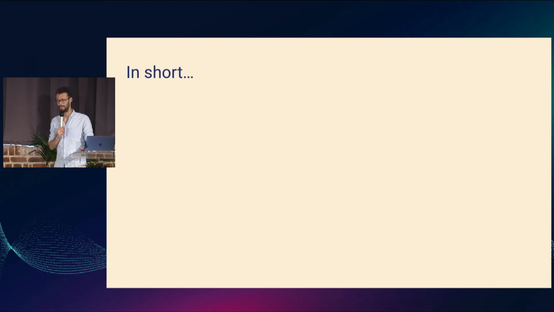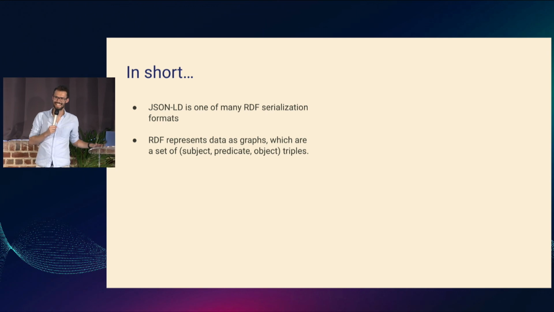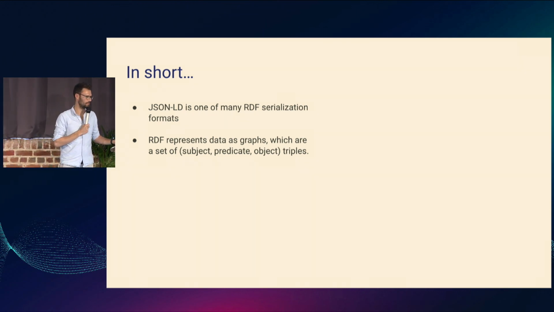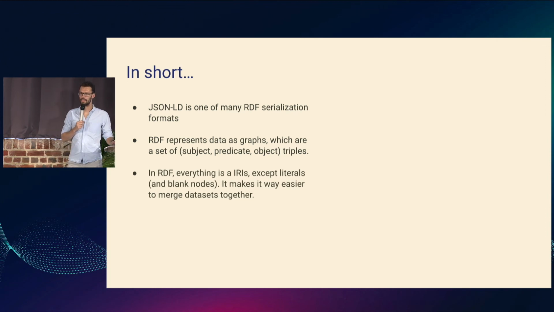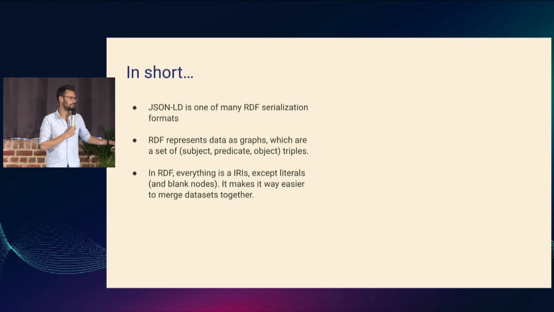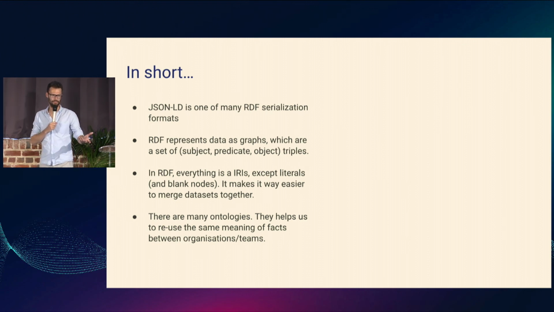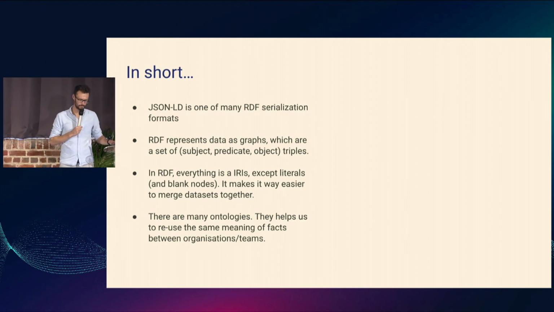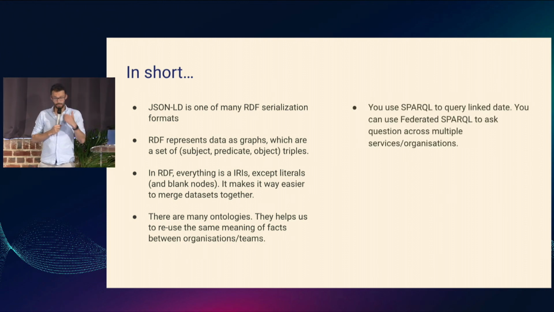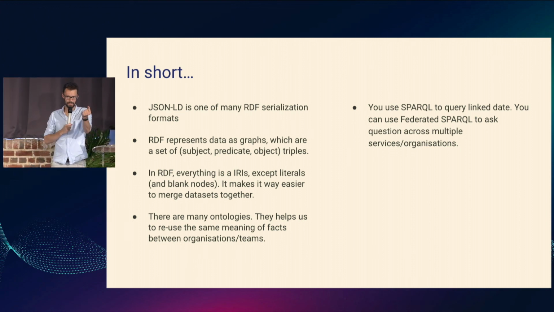Now, in short, because we need to wrap up, I've been told that we cannot go on and on. JSON-LD is one of many RDF serialization formats. RDF represents data as graphs, and it uses triples to do that. In RDF, every single identifier is a URI, or actually an IRI, except literals, so actual values. There are many ontologies. These are the real things that help us to build interoperability. You can use SPARQL to query your RDF data. You can use federated SPARQL to unlock the ability to not even move data from where it belongs.